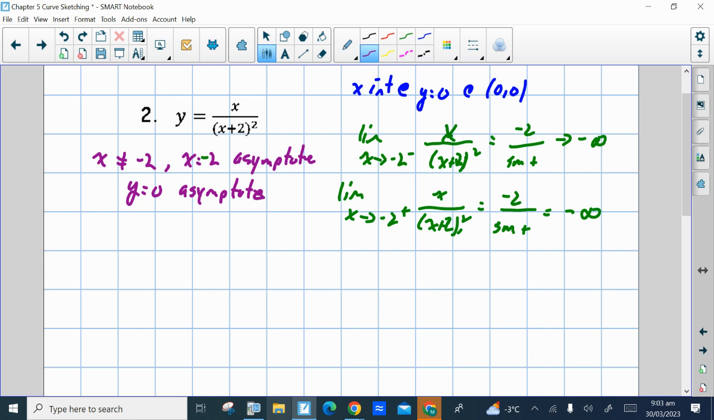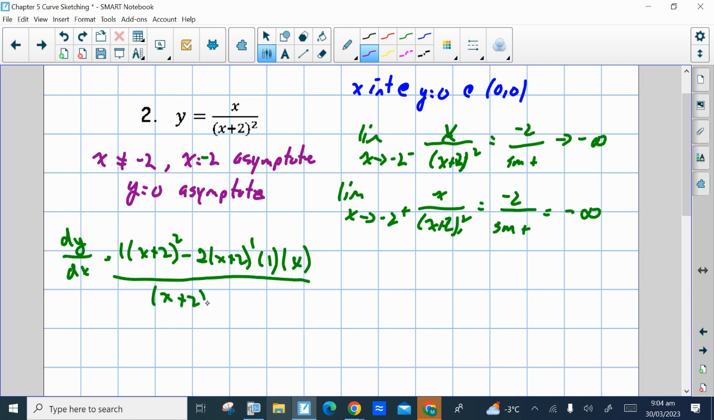Okay, so now we're going to find our intervals of increase and decrease. We're going to find the derivative, which in this case we'd have to use a combination of laws. The quotient rule, which means the derivative of the top times the bottom. So that's that step. Minus, when you differentiate the bottom, you have to use the chain rule. So it's 2 times x plus 2 to the power 1 times the derivative of what's inside, which is 1, times the top, which is x. All over the bottom squared, which will become x plus 2 to the 4th.